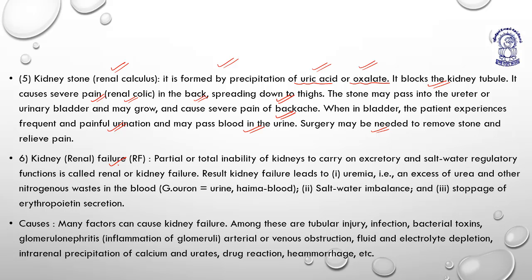Kidney failure. Partial or total inability of kidneys to carry on excretory and salt water regulatory functions is called renal or kidney failure. Result of kidney failure leads to uremia, excessive amount of urea and other nitrogenous waste in the blood, salt water imbalance, and stoppage of erythropoietin secretion. So kidney failure can be acute or can be chronic.